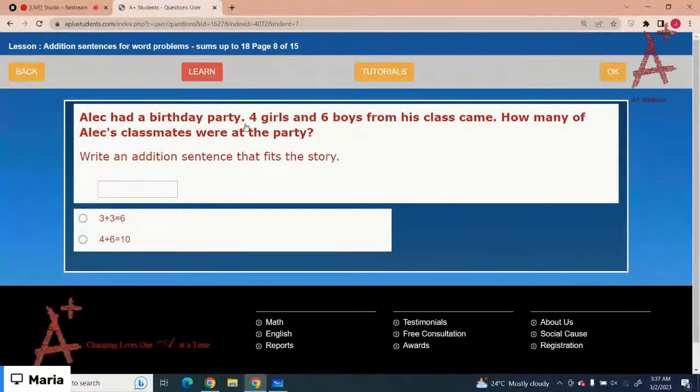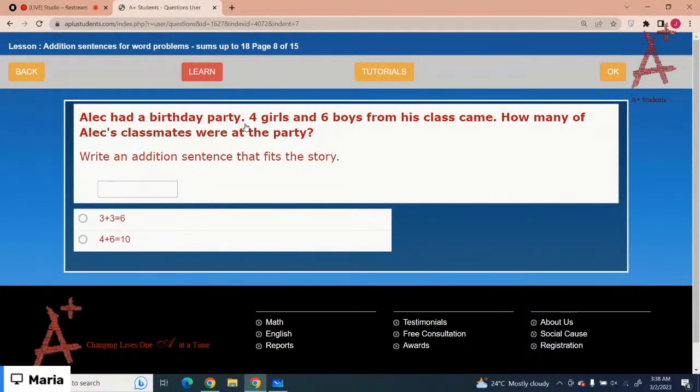Alice had a birthday party. 4 girls and 6 boys from her class came. How many of Alice's classmates were at the party? So which is the correct option? Yes, very good. The second one is the correct option.